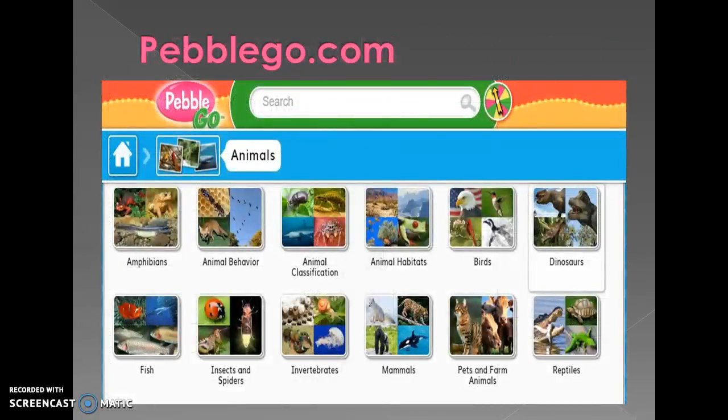This is a snapshot of PebbleGo.com. This is where the students will work in collaborative pairs to work on researching the animal of their choice.